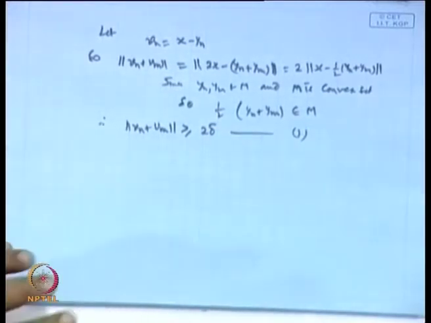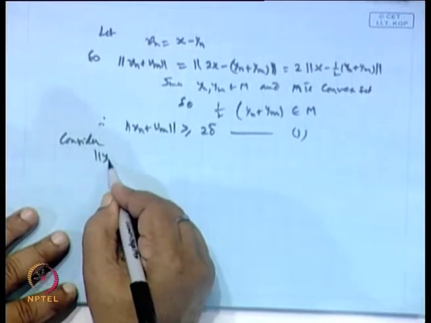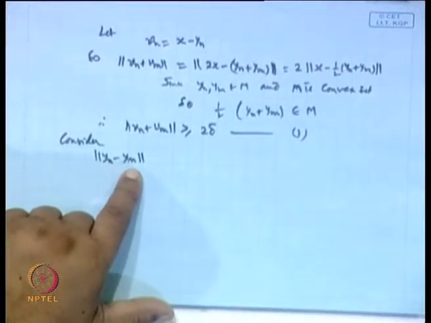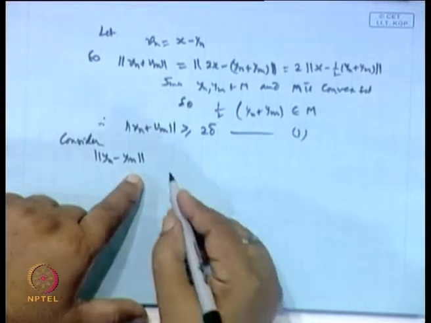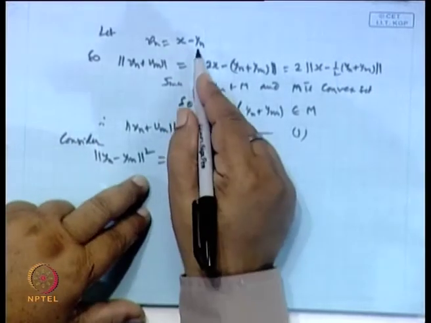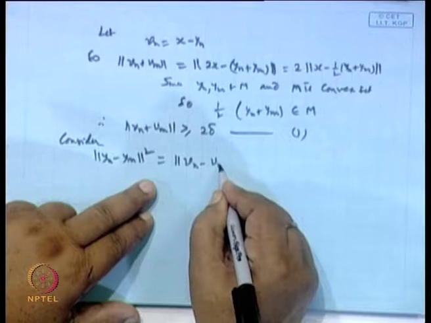Okay. Now, consider norm of y n minus y m, because we want this to be Cauchy. So, if norm of y n minus y m goes to 0 when n and m are sufficiently large, then it is Cauchy. So, let us consider this square, norm of y n minus y m. What is this? Is it not the same as V n minus V m whole square?